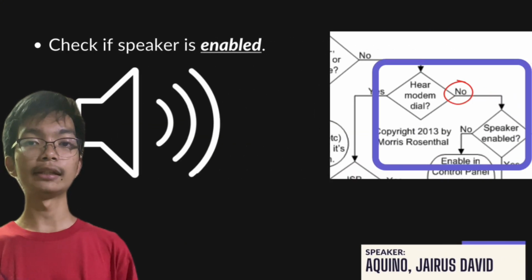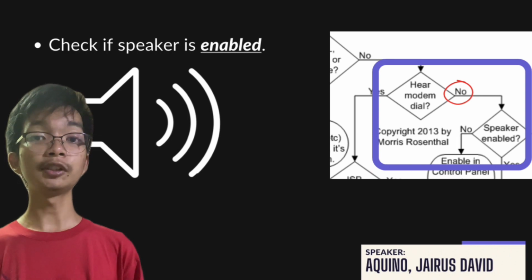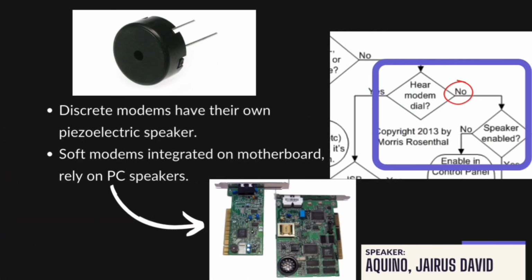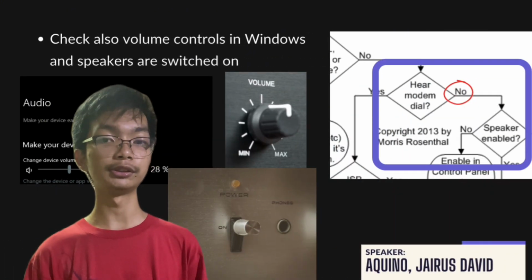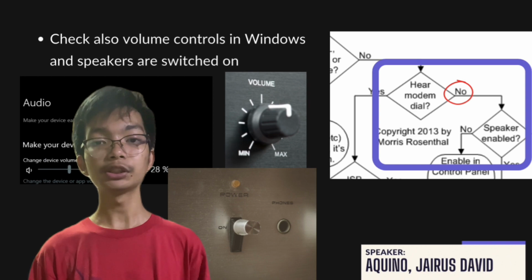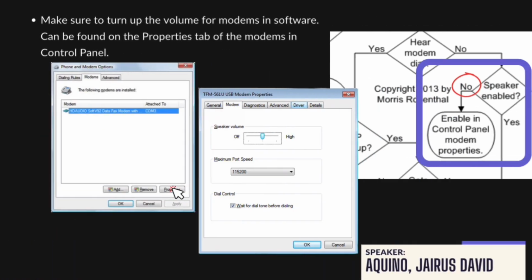If you don't hear any modem dial, check if the speaker is enabled. Discrete modems have their own piezoelectric speaker, while soft modems integrated on the motherboard use PC speakers for sound. Check your volume controls in Windows and make sure to turn it up. Your speakers should also be switched on. Turn up also the volume for your modems in software. It can be found on the Properties tab of the modems in Control Panel.